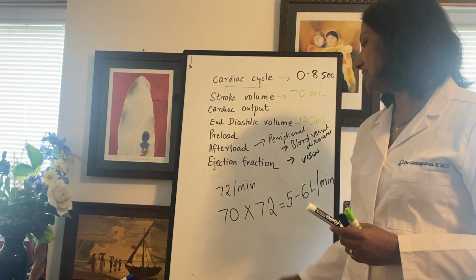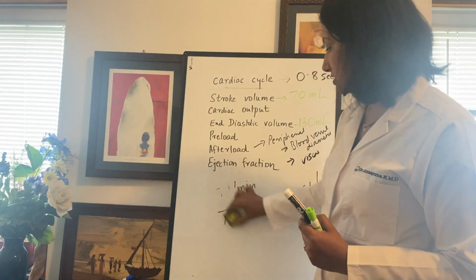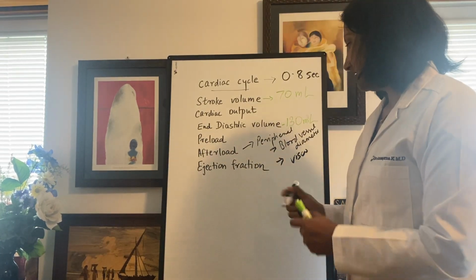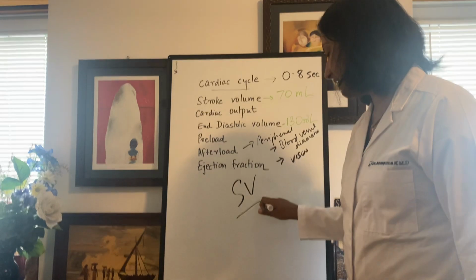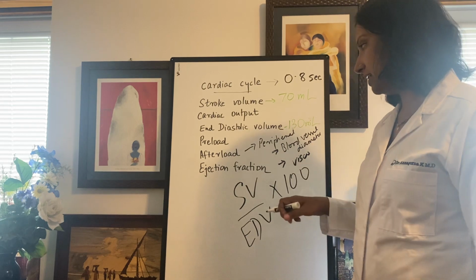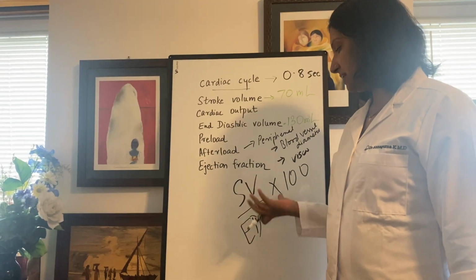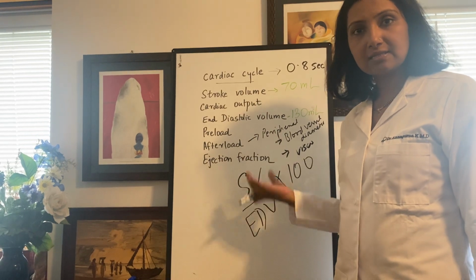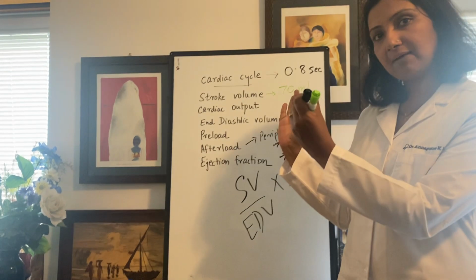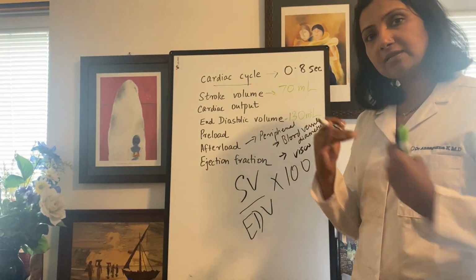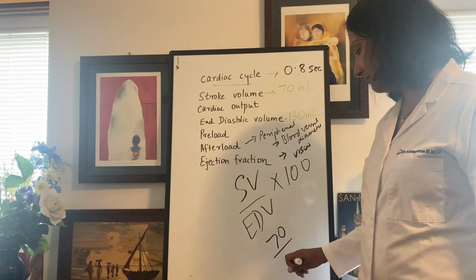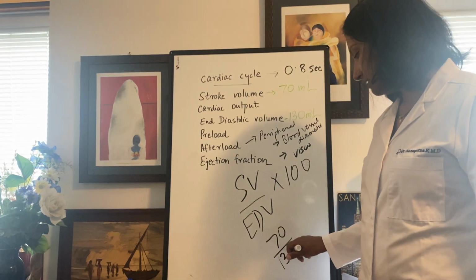Now lastly, coming to ejection fraction. Ejection fraction is stroke volume divided by end diastolic volume, multiplied by 100, meaning the percentage of end diastolic volume that is ejected out of the ventricle. At the end of diastole, we had 130 ml in the ventricle, but how much blood is coming out? How much is the stroke volume per beat? Only 70 ml, right?